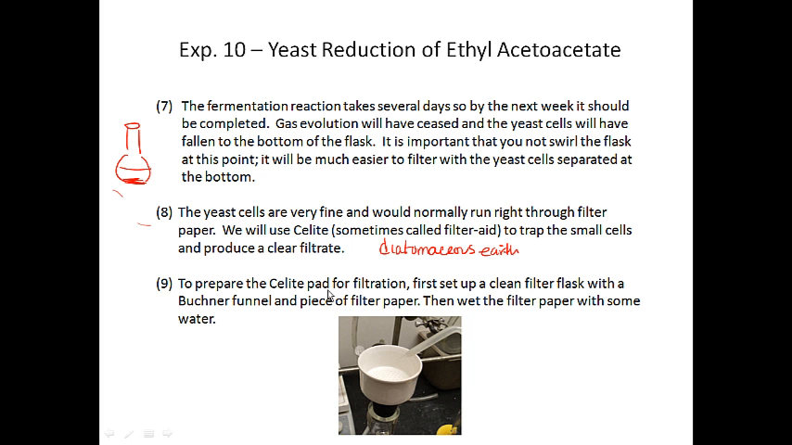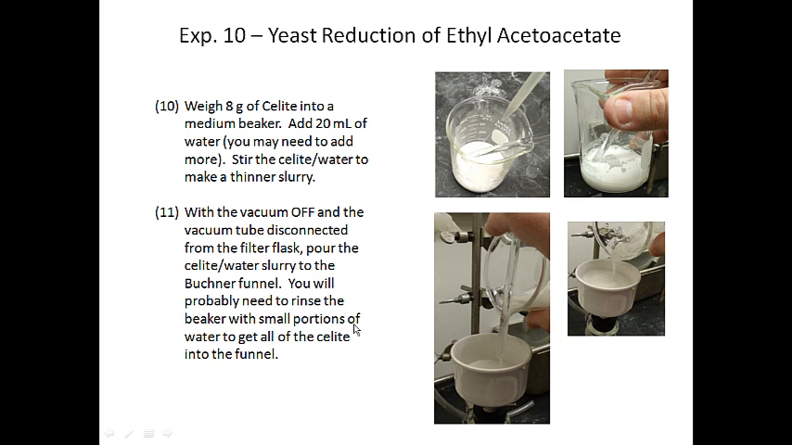So to prepare that Celite pad, what we first do is set up a normal filtration. We put a piece of filter paper in the Buchner funnel and then wet it down with some water, and that'll provide a seal. Then you're going to weigh out 8 grams of Celite into a medium beaker, and add 20 mL of water. That makes this a little bit muddy, so you might have to add an additional 5 mL, and you want it to become a fairly thin slurry.